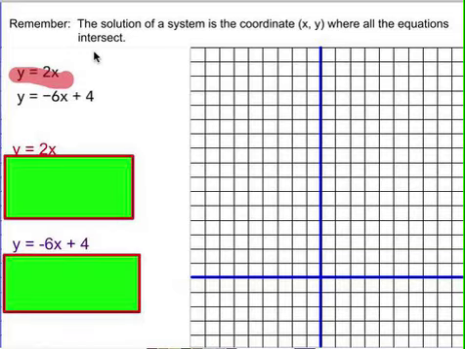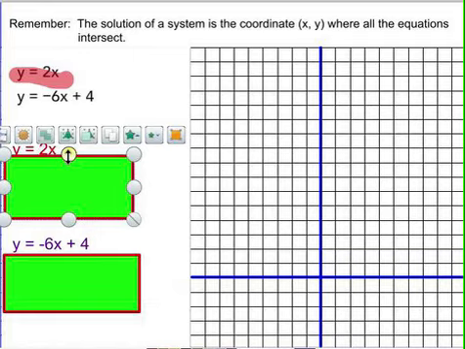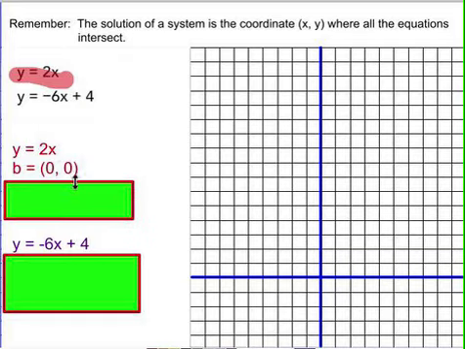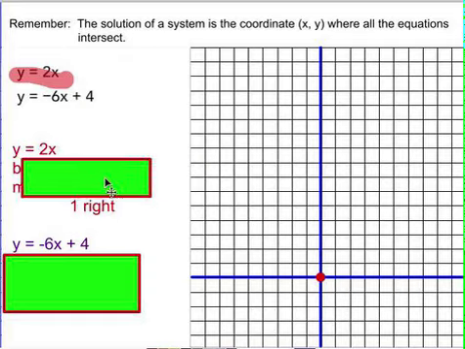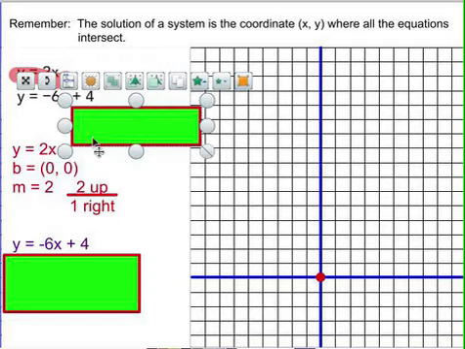Since we're starting with y equals 2x, if you notice, you don't see a b. If there is no b, you assume that the b is 0. So that means the first point we're going to graph is at 0, 0, which is right here at the point of origin. Our slope is 2. So that means that we have to go 2 up and 1 to the right. We go up because the 2 is positive. And we always turn it into a fraction, which means put the 2 over 1. So it's 2 up, 1 to the right.